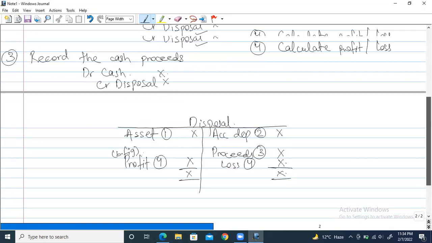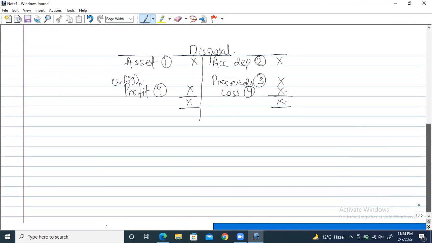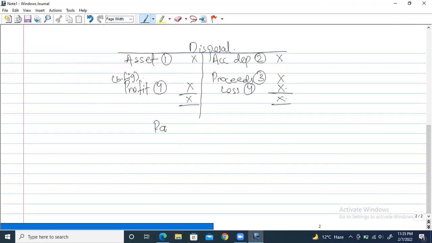Okay, so the first type of disposal we have discussed was basically the cash disposal. The second disposal that we're discussing is part exchange allowance. In the first type of disposal, we were literally receiving the cash, right? But in this one, we're just exchanging, we're not receiving any cash. We're just exchanging the asset.